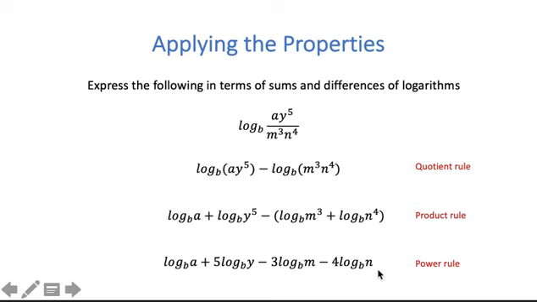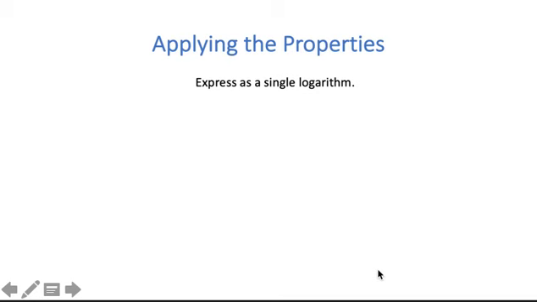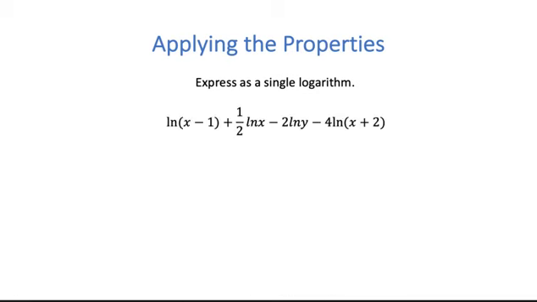Okay, one last example. We're going to go backwards. So we're going to start with an expanded expression and condense it. So this is expanded. Let's bring it back like we did with the beginning of the last problem. So we're going to go backwards. So we're going to do the power rule first. So we're going to take care of all of those exponents.